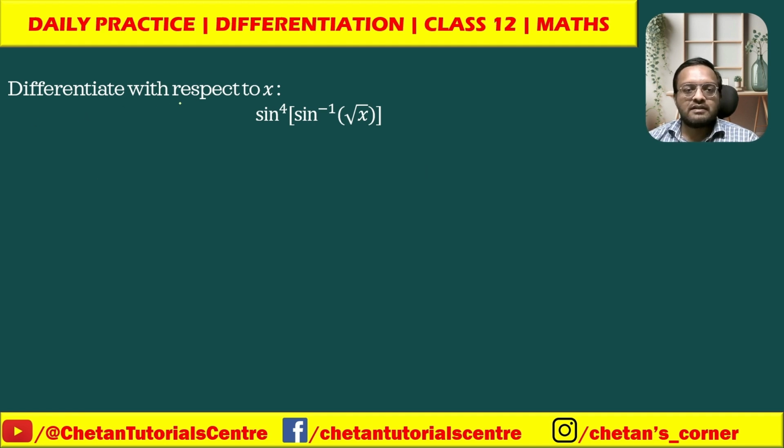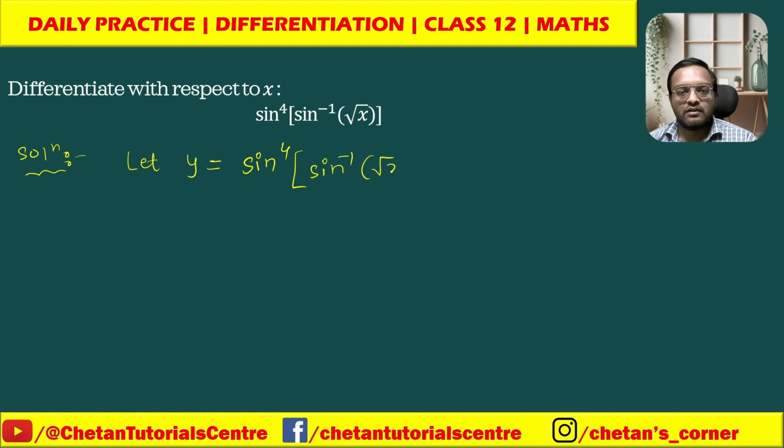Differentiate with respect to x. So we have to find the derivative of sine raised to 4 inside the bracket sine inverse of under root x with respect to x. Now how to find the derivative of this function? Let me show you. First I will assume the given function as y. So let y is equal to sine raised to 4 inside the bracket sine inverse of root x.